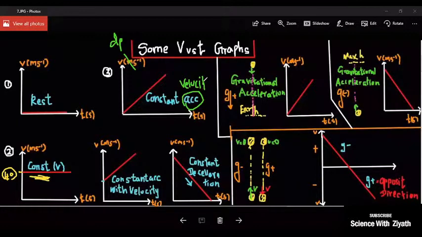Why am I talking here? Listen here. If it's a displacement time graph, this graph is constant velocity. If it's a velocity time graph, this graph is constant velocity. Look at the connection.